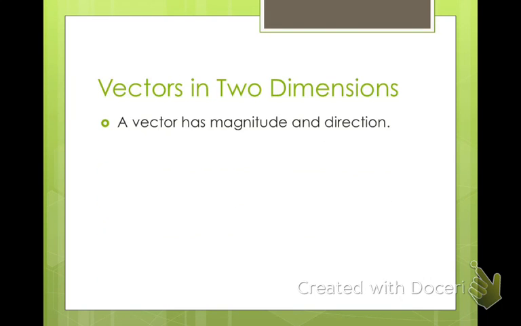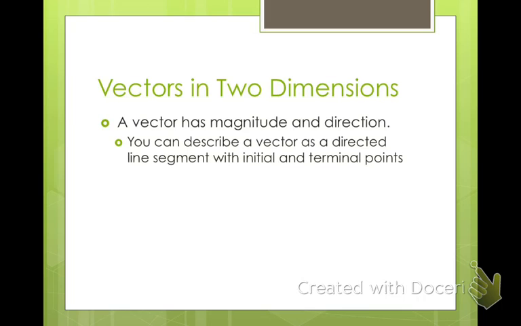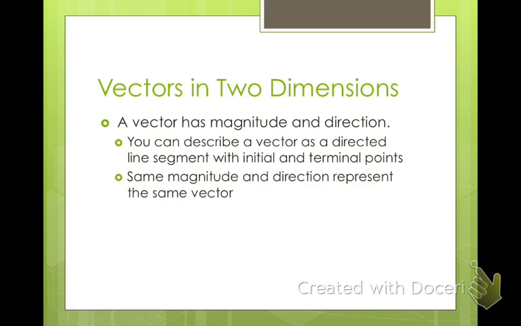A vector in two dimensions has magnitude and direction. You can describe a vector as a directed line segment with initial and terminal points. So a vector is kind of like a ray. It has a starting point and an ending point, but it has an arrow on the end. Same magnitude and direction represent the same vector.